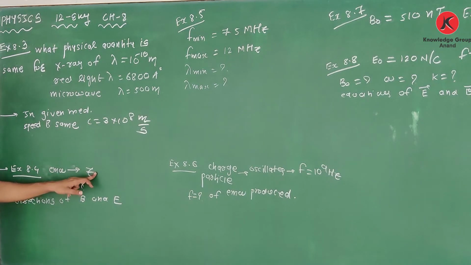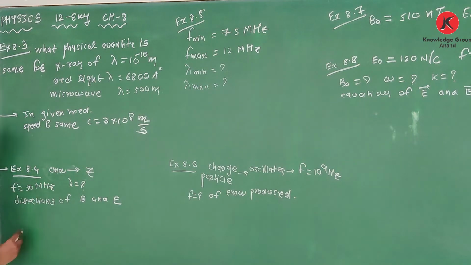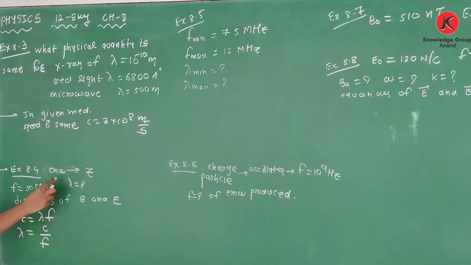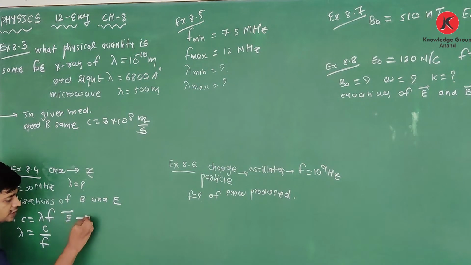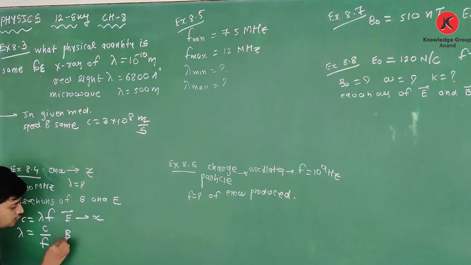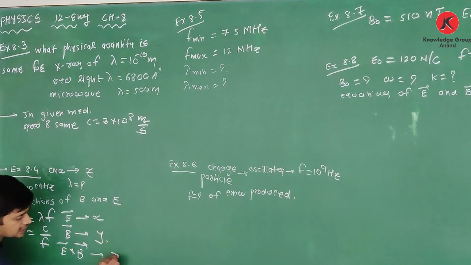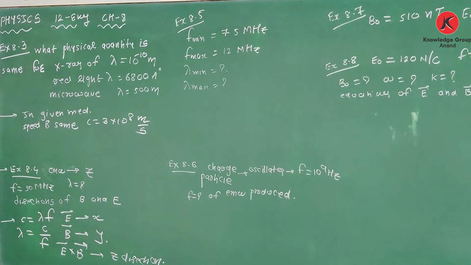Exercise 8.4. Electromagnetic waves are propagating along the z axis. Frequency is 30 megahertz. What is lambda? We know that c is equal to lambda f, so lambda is equal to c upon f. You can easily find it. As the electromagnetic wave is propagating in the z direction, let the electric field be along the x-axis and the magnetic field along the y-axis. So E cross B, that is i cross j, will be in the z direction. Simple. Next one.